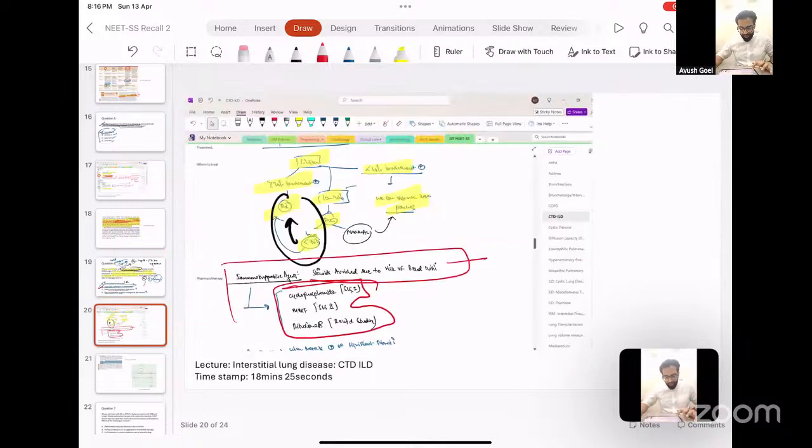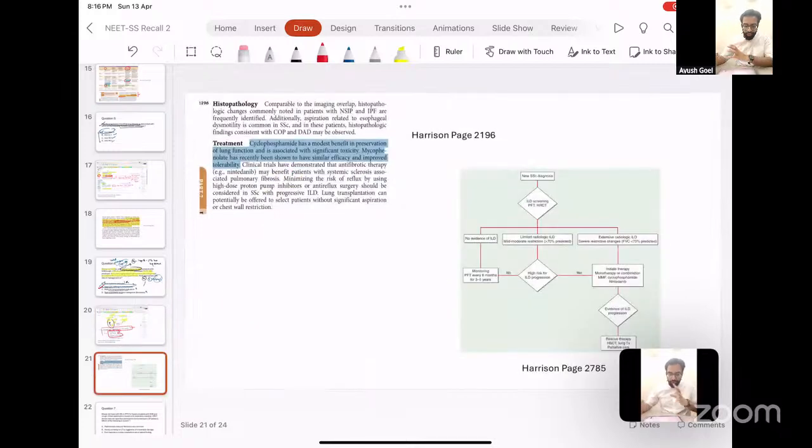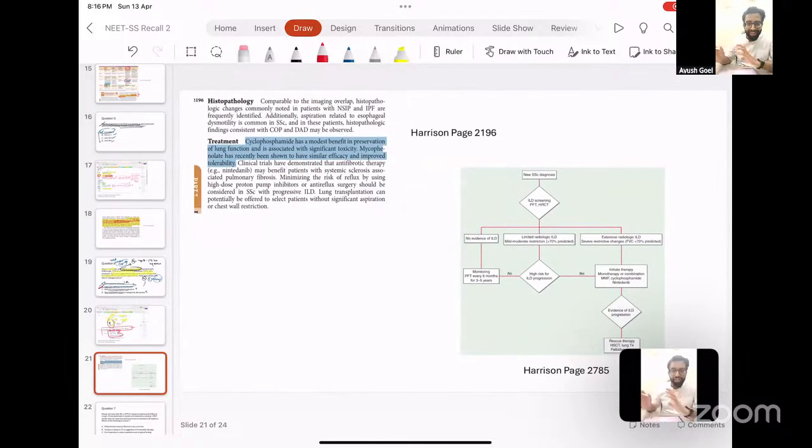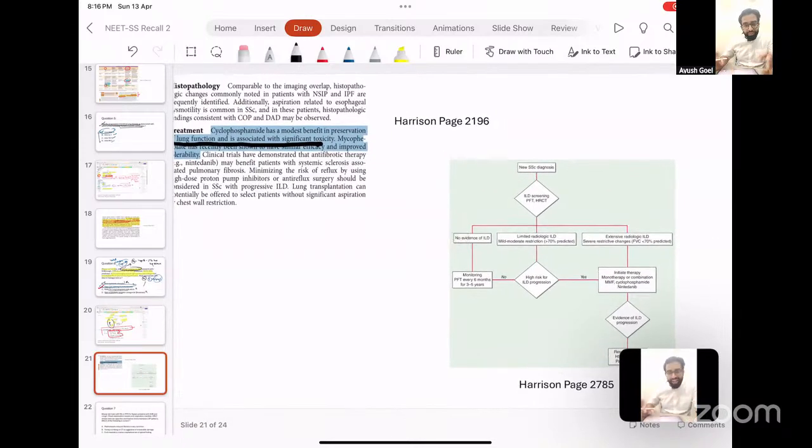So this was what we had discussed in our lecture. If we talk about Harrison, then again, this is what is mentioned in Harrison. In the text, it mentions that cyclophosphamide has a modest benefit in preservation of lung function and therefore should be used in patients with SSc-ILD. And if we talk about the algorithm mentioned in the systemic sclerosis chapter, then again, if the patient has an FVC of less than 70%, then therapy needs to be initiated with either MMF, cyclophosphamide, and the newer agent, rituximab.